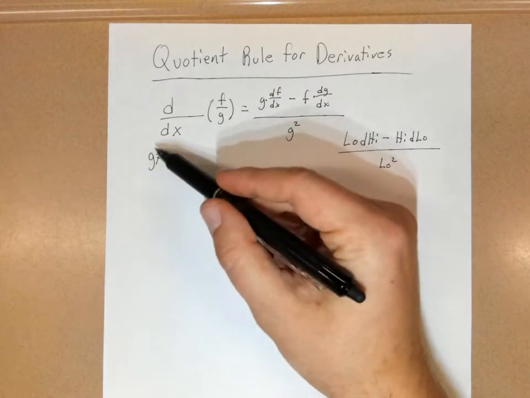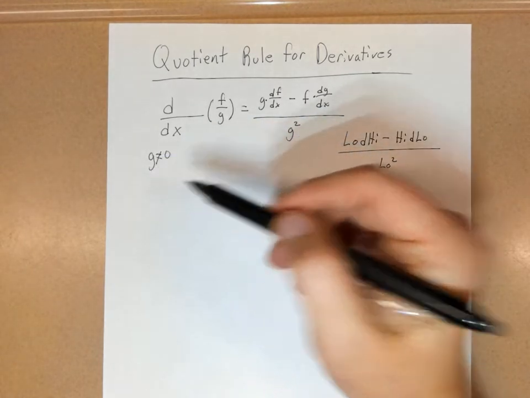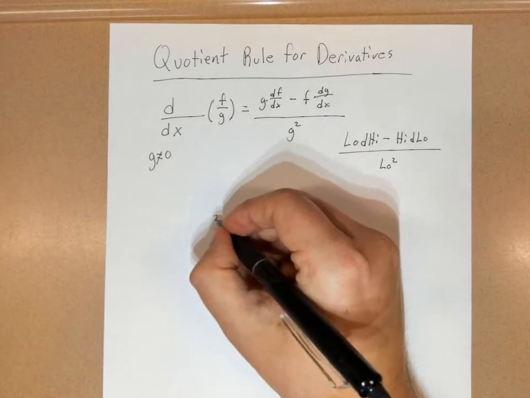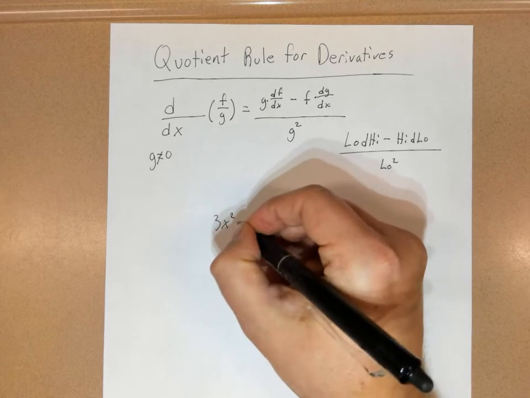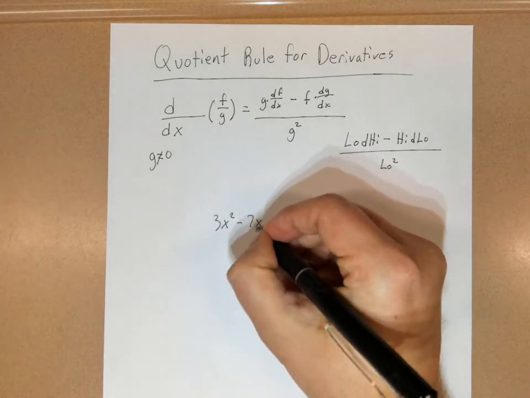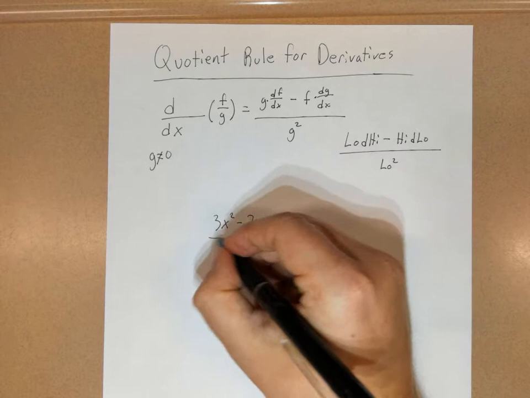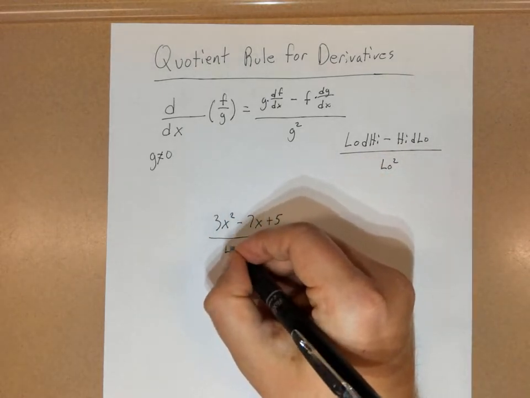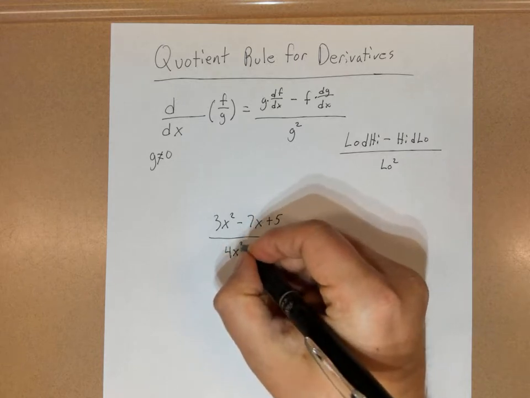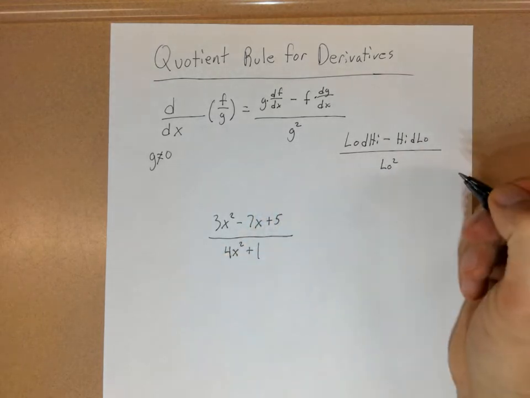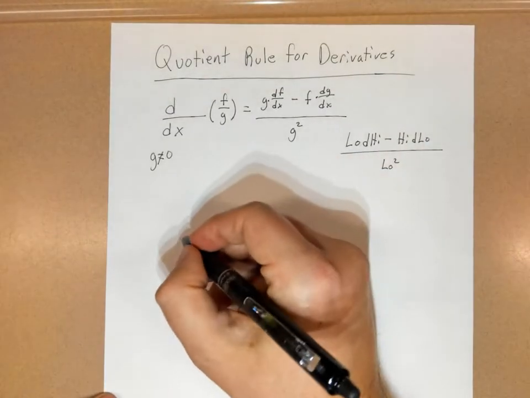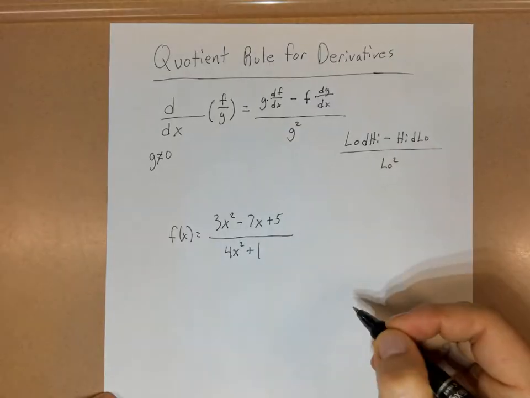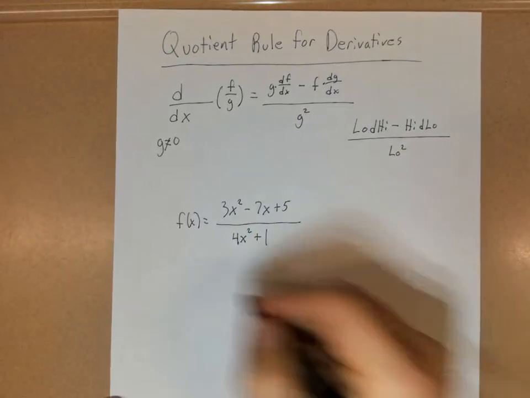So the other thing to note is that g cannot be equal to 0. So we can get an example of this. Let's do 3x squared minus 7x plus 5, all over 4x squared plus 1. So if this is my original function, then I want to find the derivative of that function.